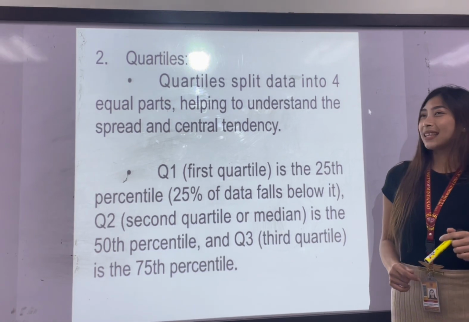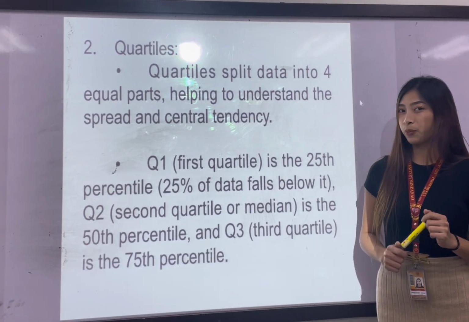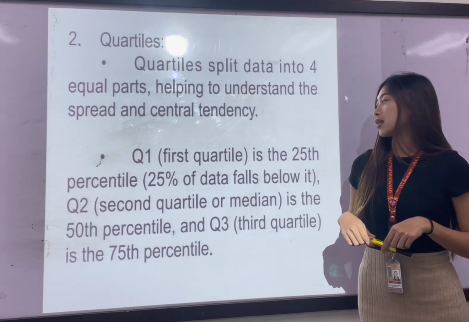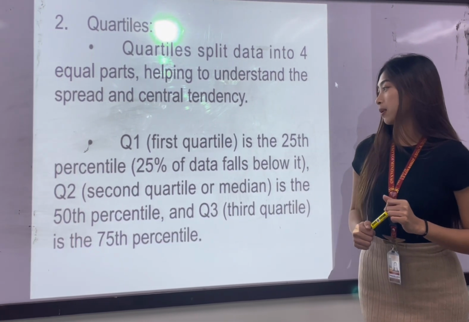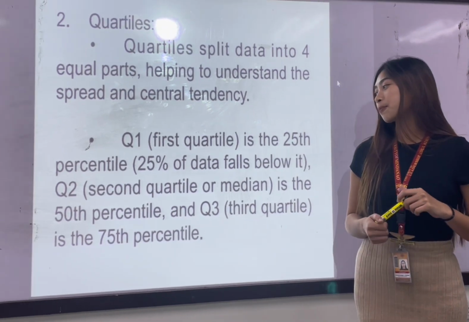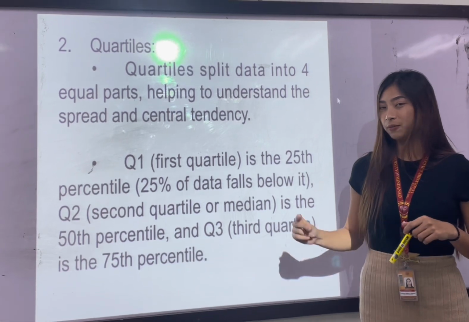Quartiles split data into 4 equal parts, helping to understand the spread and central tendency. The first quartile is the 25th percentile, or 25% of data falls below it. The second quartile, or the median, is the 50th percentile, and the third quartile is the 75th percentile.